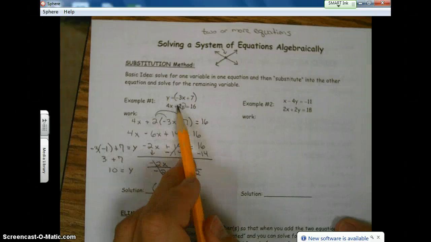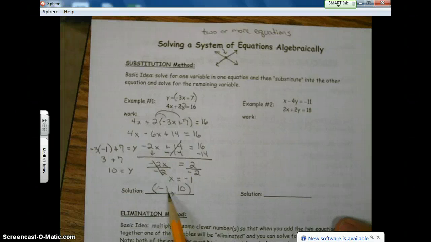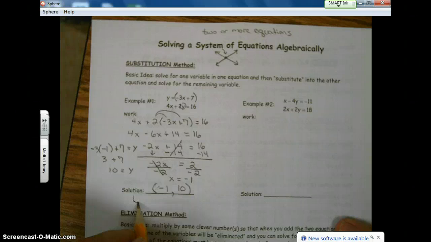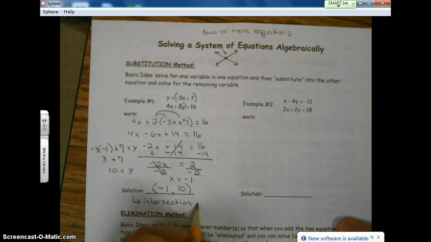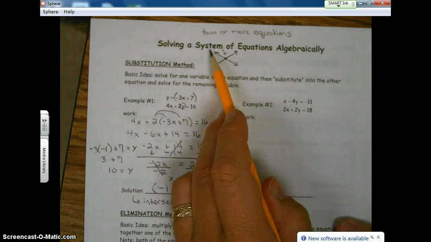So we have two lines, okay, and they intersect at negative 1, 10. Solution means for a system, intersection point. Now remember, for a system. Okay?